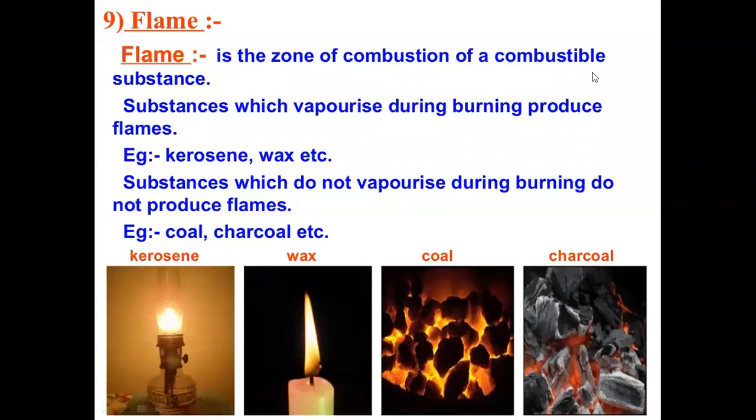So what is flame? Flame is a zone of combustion of a combustible substance. Simply we can define flame like this. The substances which vaporize during burning, only those substances give the flame. For example, kerosene oil and molten wax. These are examples of the flame.